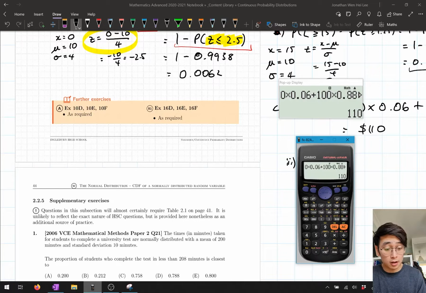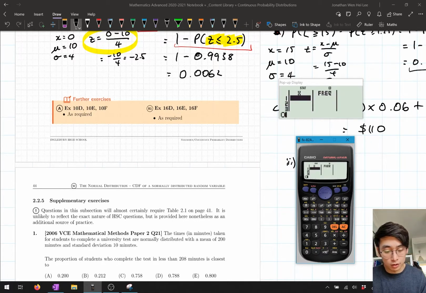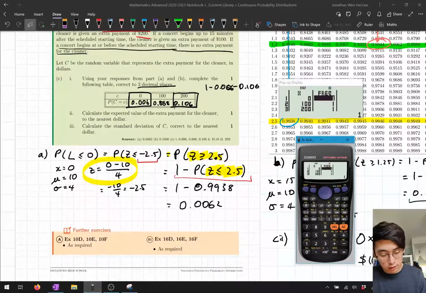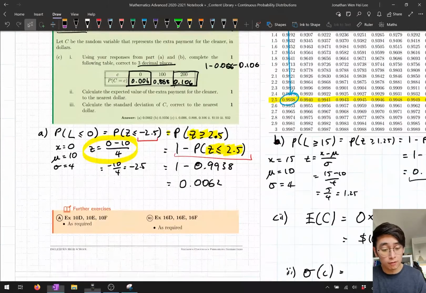We can actually chuck this in the calculator. We can go mode, stat, one variable, and we can just put in our score. So 0, 100, and 200. And we know that the probabilities of them were, what was the first probability? It was 0.006. The next one was 0.888. And the last one was 0.106. So we can chuck this in a calculator, and we can go shift 1, 4 for variance, and 3 for standard deviation. And so it's a standard deviation of roughly $32.